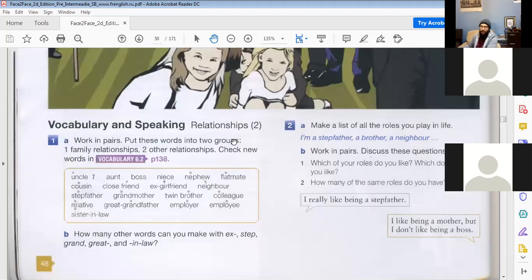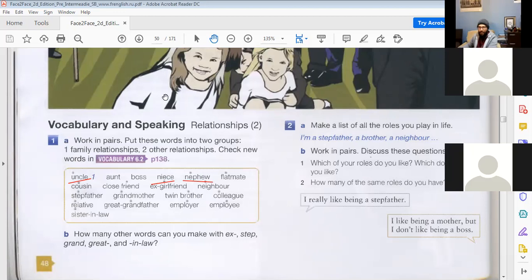relationships. Some of the relationships are family relationships. For example, uncles, aunts, nieces, nephews, cousins, all of these are family relationships. But we also have other non-family relationships. For example, colleague, employee, employer, neighbor. So these are relationships, but they're not related to our families. So we talked about that.